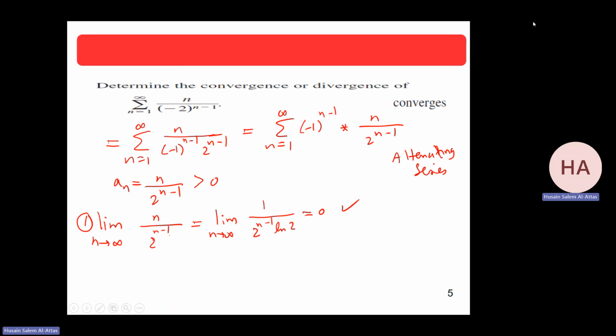Now the second condition, about being decreasing. What shall I do?